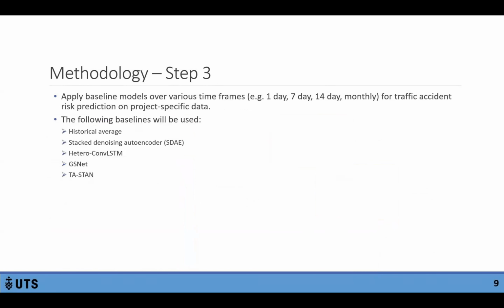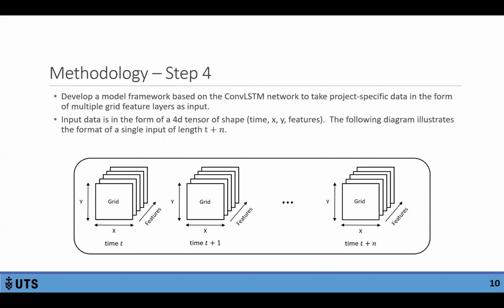The third step is to apply baseline models such as historical average, SDAE, GSNet, heteroconv-LSTM, and TA-stan over various timeframes for traffic accident risk prediction on project-specific data. Next, we develop a model framework based on the conv-LSTM network to take project-specific data in the form of multiple grid feature layers as input.